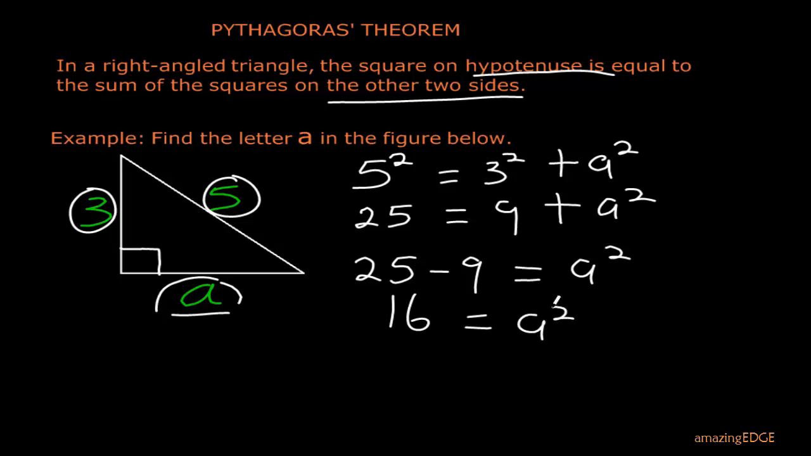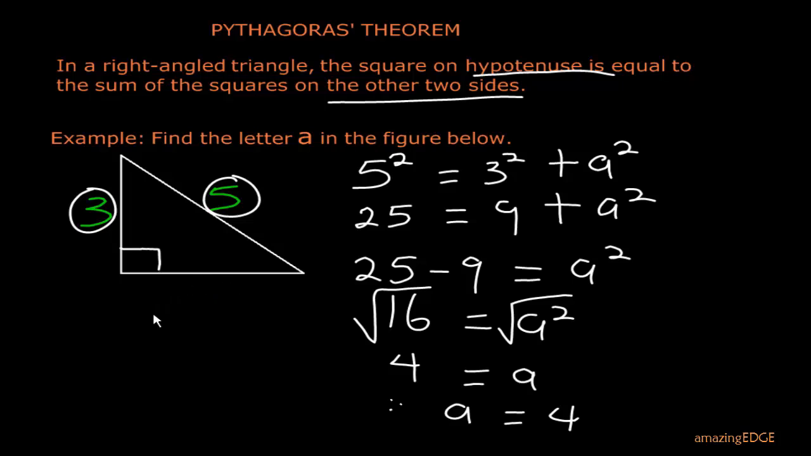And remember, we are looking for A, not A squared. So to do that, you take the square root of both sides. When you take the square root of 16, it gives us 4. And the square root of A squared, we cancel the square, and that will give us A. Therefore, our A is equal to 4. So this side of the triangle is equal to 4. So we can solve this kind of problem using the Pythagoras theorem.